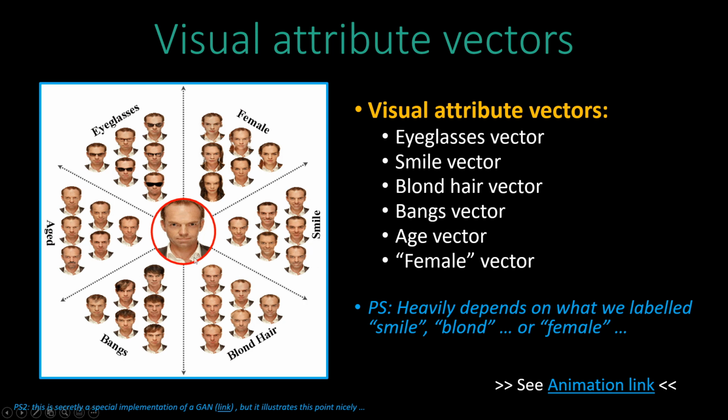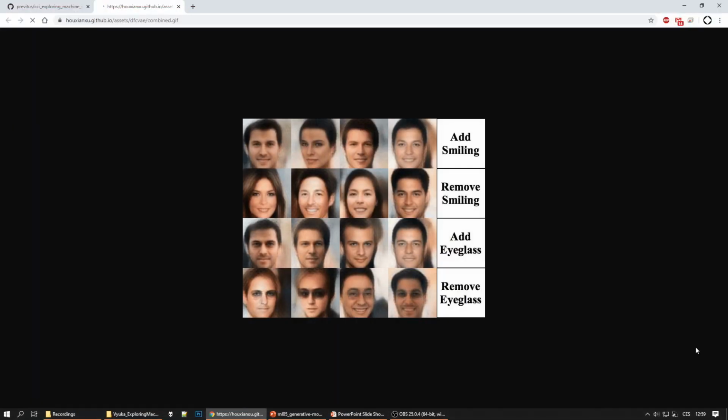You would take this image at the start, encode it into the latent representation, plus the smile vector, and then decode that, and you would get these faces. Well, let's see this animation. It's a representation or visualization of what we just talked about.